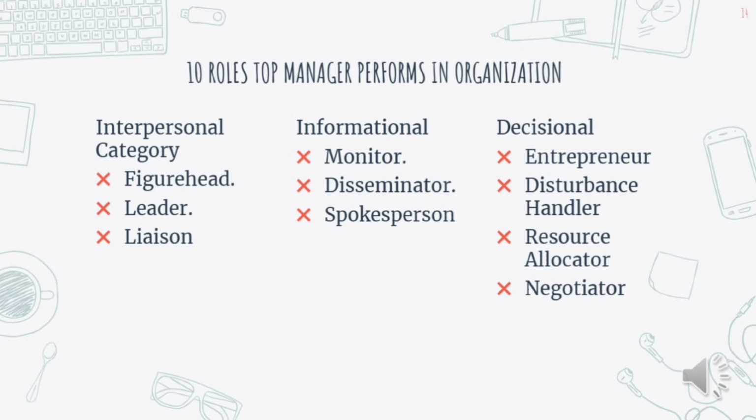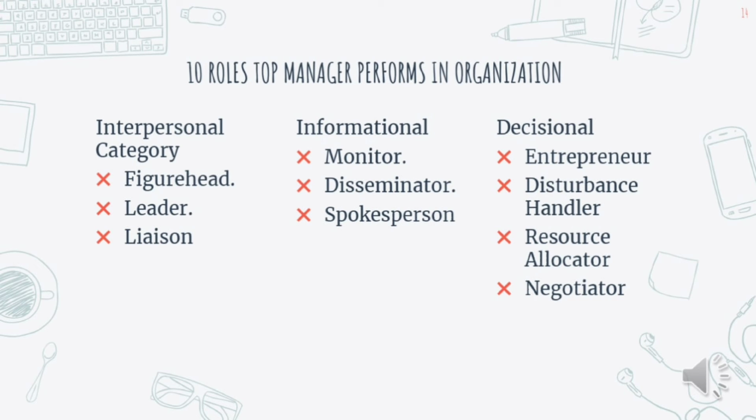10 roles a top manager performs in an organization. The 10 roles are figurehead, leader, liaison, monitor, disseminator, spokesperson, entrepreneur, disturbance handler, resource allocator, and negotiator. The 10 roles are then divided into 3 categories.